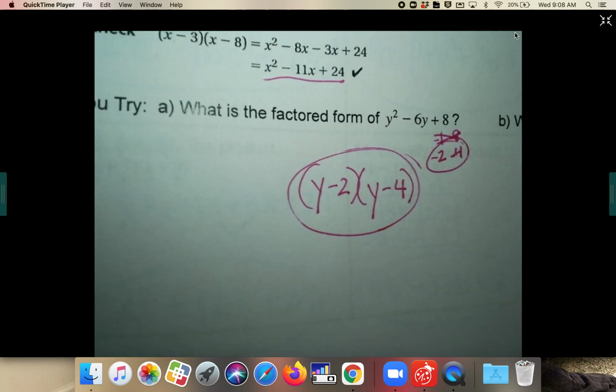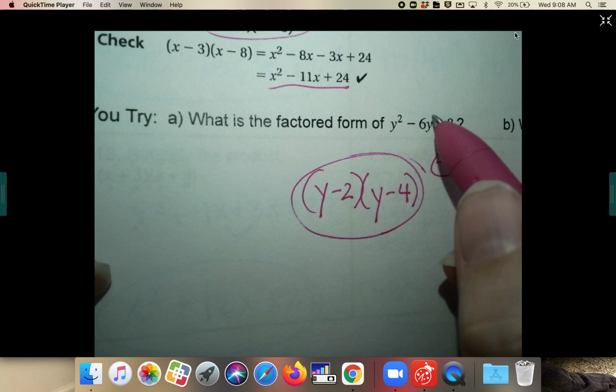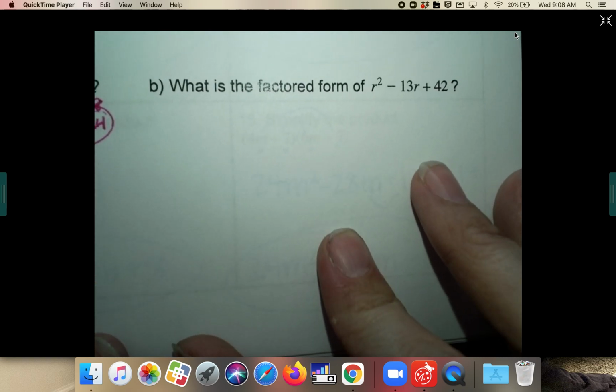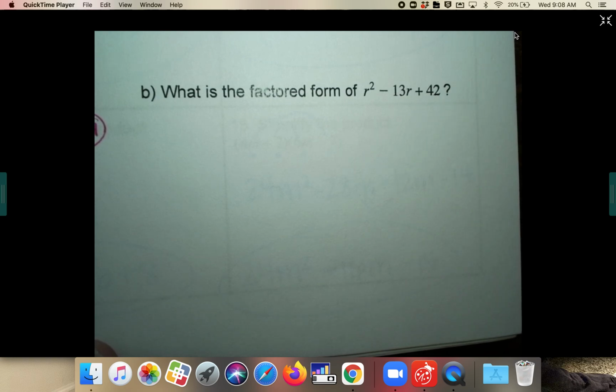All right, and again, check it if you want by FOILing and make sure this is what you end up getting. All right, this is a good time to push pause and you try part B.